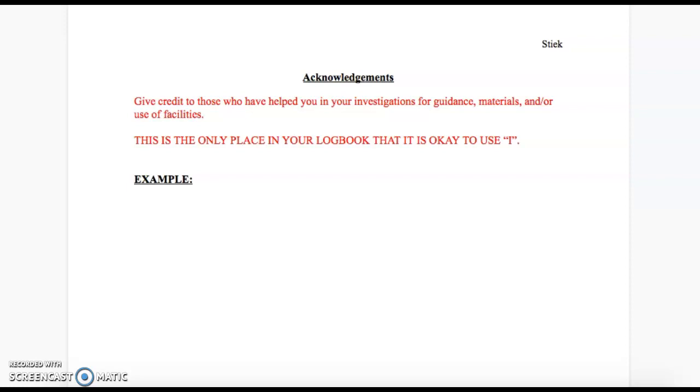Your acknowledgements are your thanks to these people that have given you help. And so it is okay to say, I would like to thank so-and-so for their help with this part of my project. As a matter of fact, I would encourage you to. This is the place to be a little more personal. So in my example here, I'm going to actually start that way. I would like to thank, and then fill in the blank.